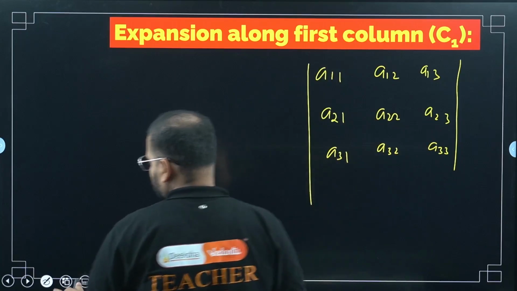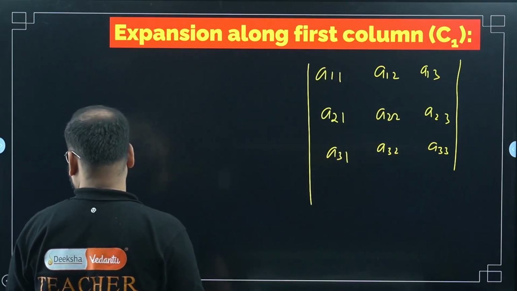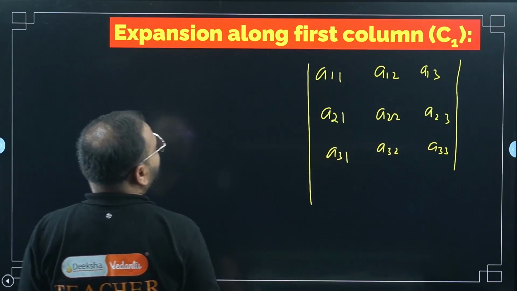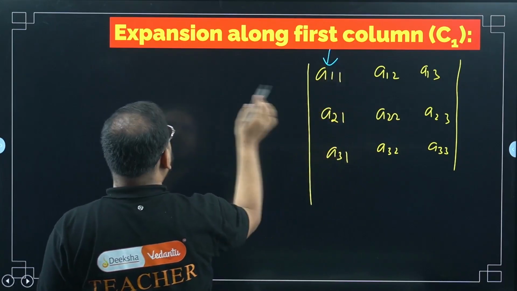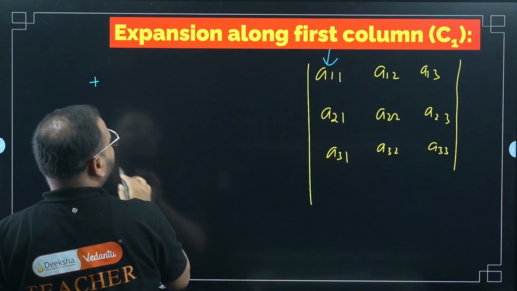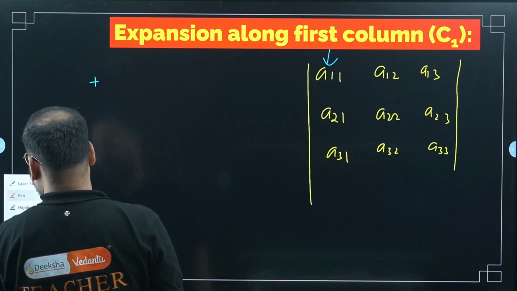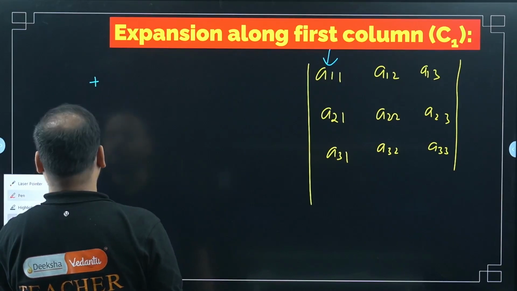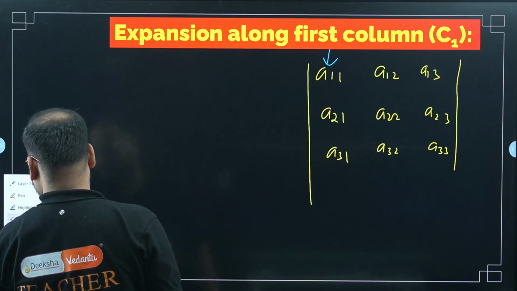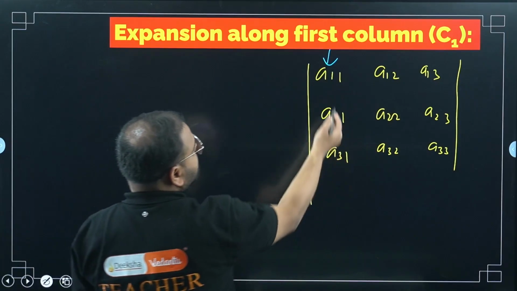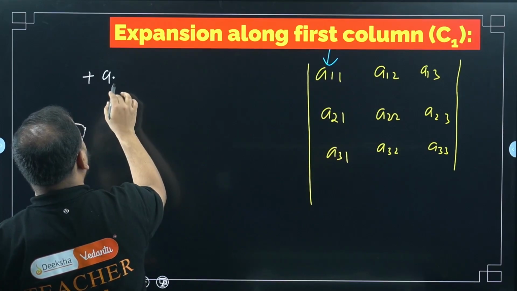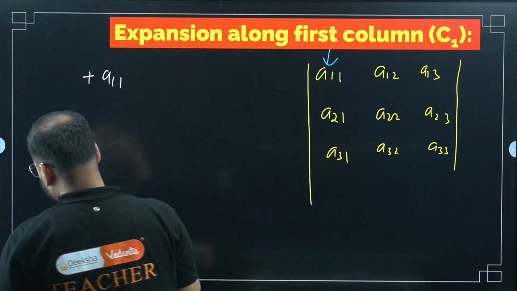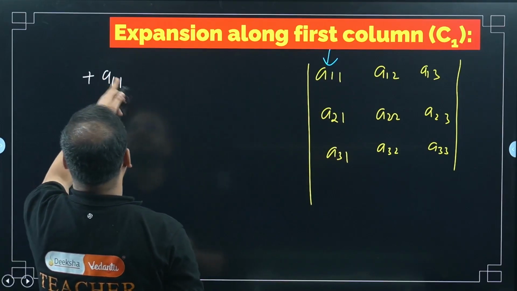For column 1, this is my consideration. I will expand across A11, so it will look like this, with a plus sign. Why a plus sign, sir? A plus sign here because A11 is positive, so it will be a plus sign with A11. It is not 911, it is A11.